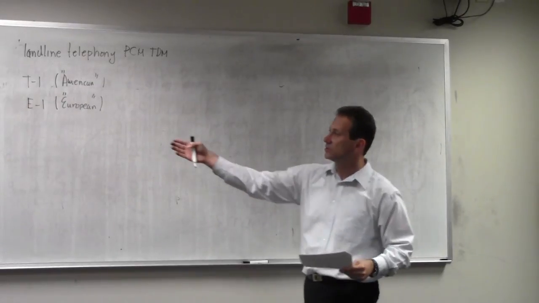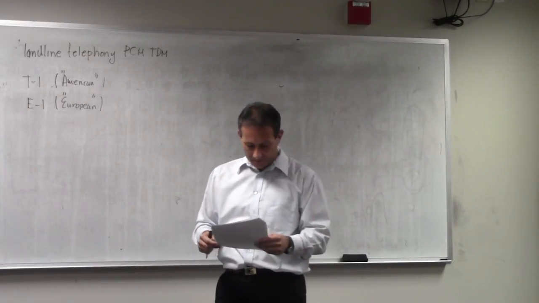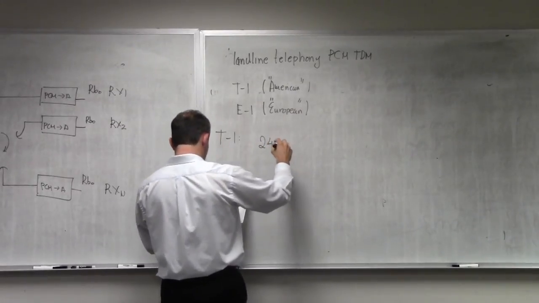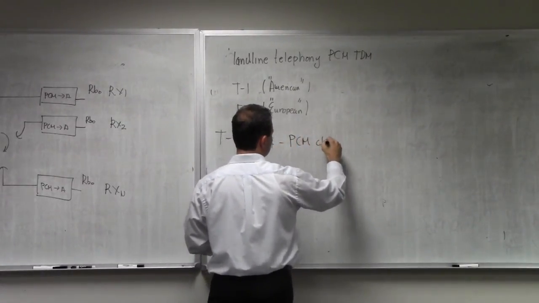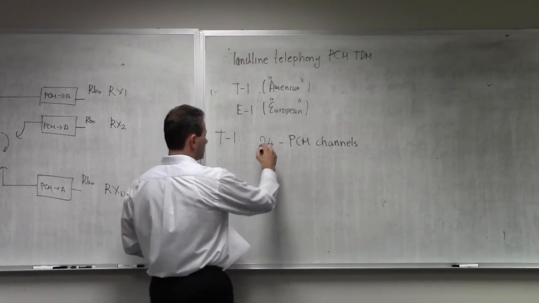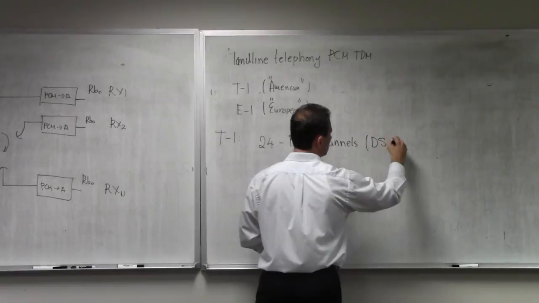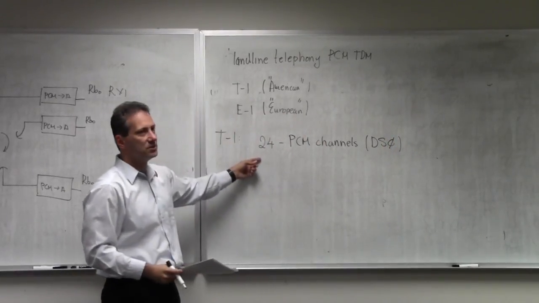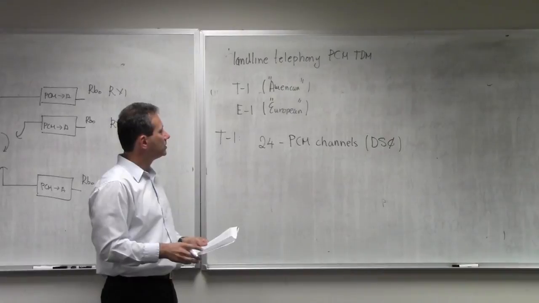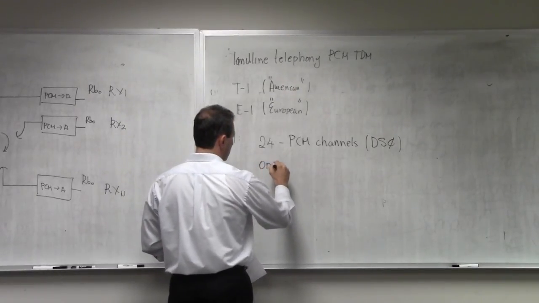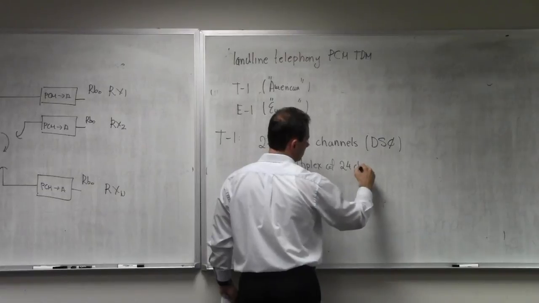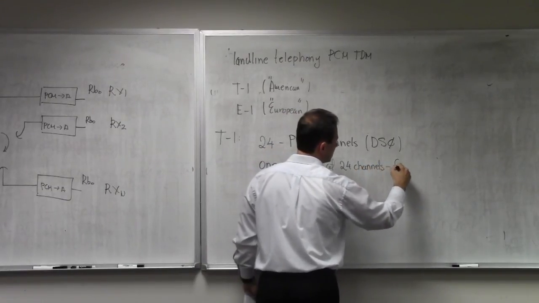So, let me explain how this whole principle is implemented in T1. In T1, you have 24 users, so 24 PCM channels that are multiplexed on a single line. Each one of these channels is referred to as DS0, right? So you have 24 DS0s multiplexed on a single T1 line. One multiplex of these 24 channels, so one period, is referred to as a frame.